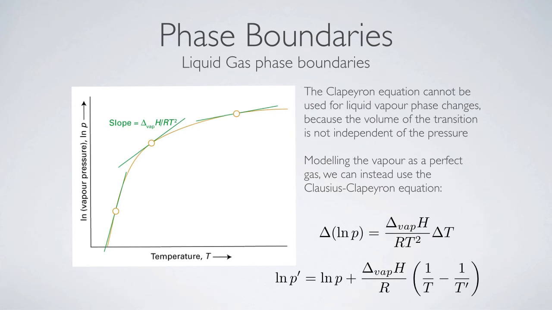So if I look first off at the liquid gas phase boundaries, here I have the Clausius-Clapeyron. I can't use the Clapeyron in this case. I'm going to use the Clausius-Clapeyron because a gas is allowed to expand. So a gas will fill up any volume that's made available to it. So it shows quite a different response to pressure than something else. And so I have this Clausius-Clapeyron relationship.